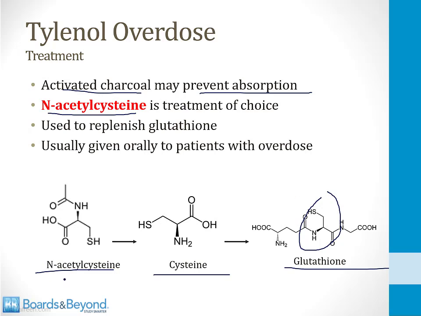So in other words, when you administer N-acetylcysteine to a patient with Tylenol overdose, their liver can use this to replenish glutathione. And as we'll see in a minute, glutathione helps the liver prevent damage from excess levels of Tylenol. N-acetylcysteine is usually given orally to patients who have overdosed on Tylenol.